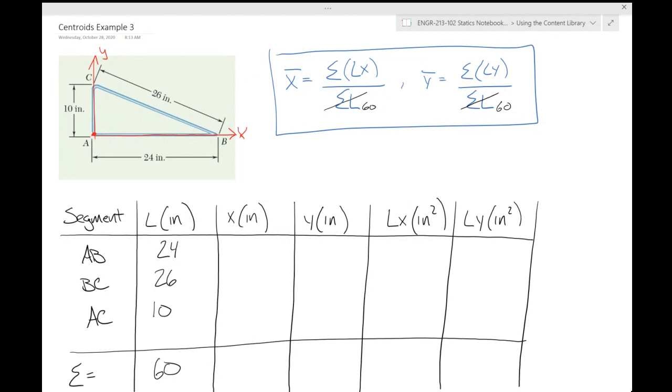What I'm talking about is, if here's segment AB, I'm basically talking about the middle of that segment. If I had just that wire, I'm basically asking, where is the middle of that segment? So for segment BC, I'm talking about this point. For segment AC, I'm talking about this point. I'm talking about the center of that wire. 12x, 0y. There you go. 12x, 0y. What about BC?